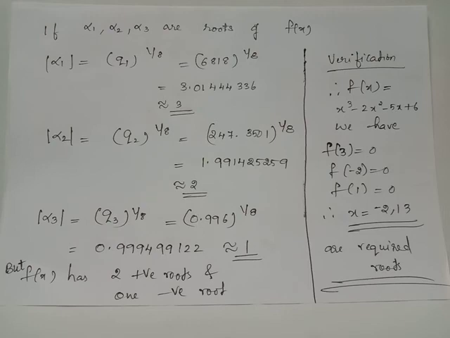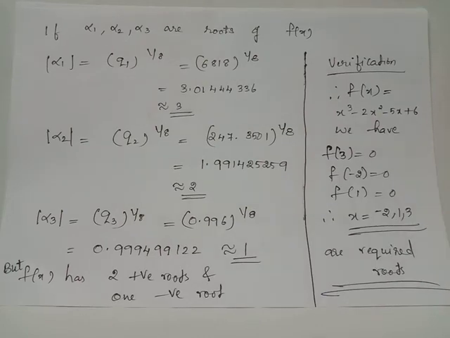Using the number of sign changes of f of x, we have confirmed that there exist only two positive roots for f of x. Now we have to identify which are the positive roots and which is the negative root. For that, we have to depend on the equation of f of x itself. In the equation of f of x, when you give x equals 3, you obtain f of x equals 0. Similarly, when you give x equals 1, again you have f of x equals 0. Hence, both x equals 3 and x equals 1 are roots of f of x.